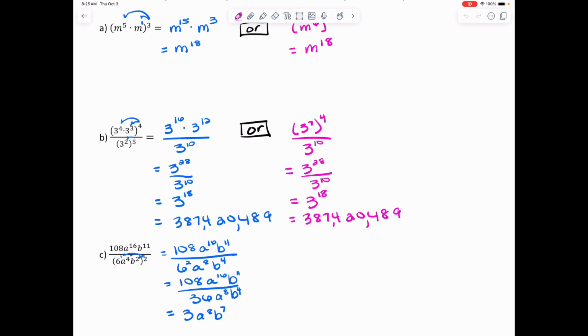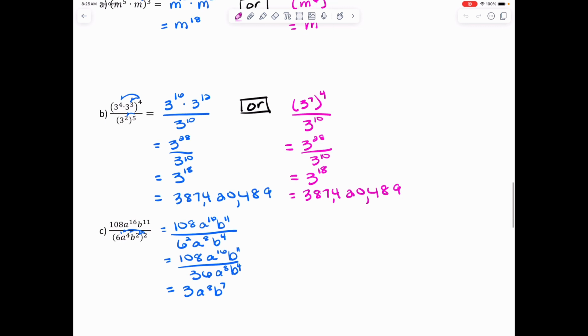In C, you want to only do it the first way because we do not really have anything in parentheses that we have a rule for. So we're going to do power to a power on the bottom. Make sure you don't leave the 6 out. 6a to the 4th, b to the 2nd power, raised to the 2nd power is going to give you 6 squared, a to the 8th, and b to the 4th.